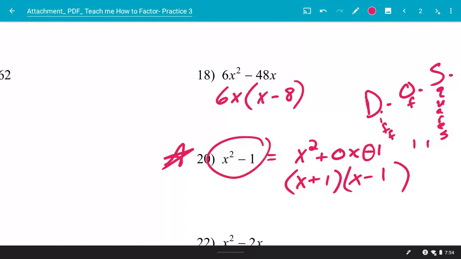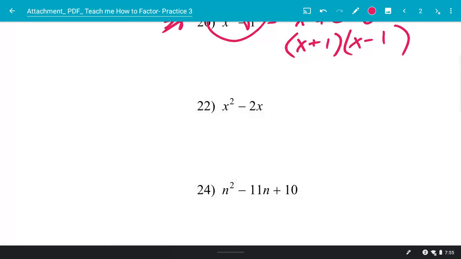Anytime that you see a difference of squares, it's going to be x plus the square root of that perfect square, which in this case the square root of 1 is 1, and then x minus the square root of 1, which in this case is 1. So that one should become very easy for us to do. 22 looks a little hinky, but I got a GCF, which is x. I'm left with x minus 2.